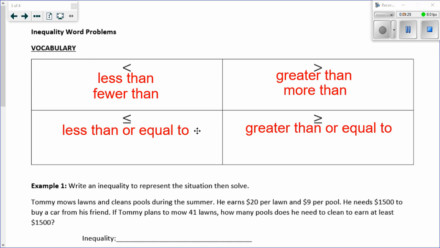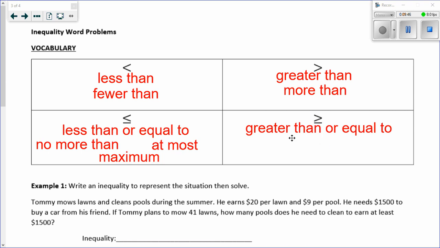Some other words for less than or equal to: no more than, so cannot go over. At most, again, cannot go over. Maximum. Those are all words to describe just less than or equal to.